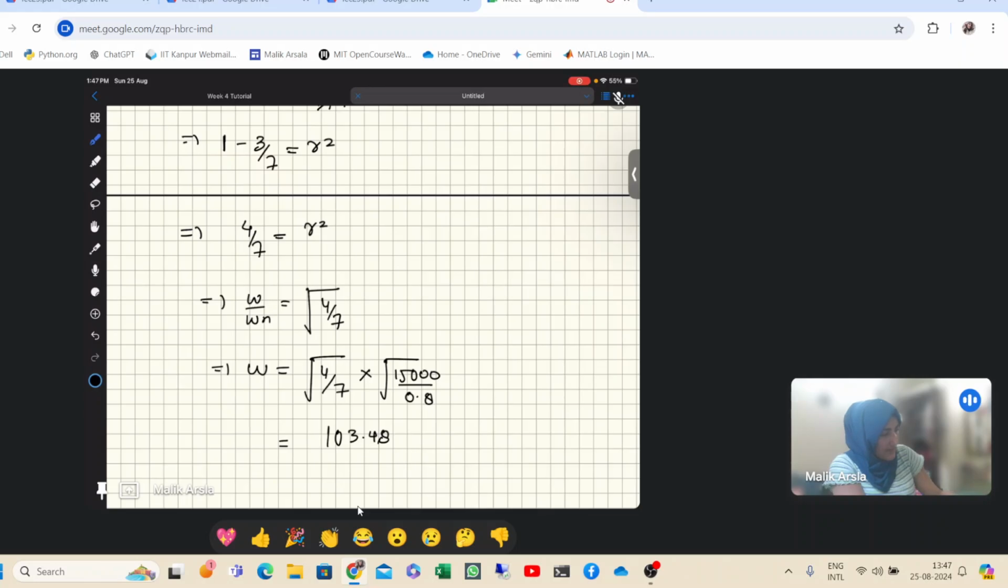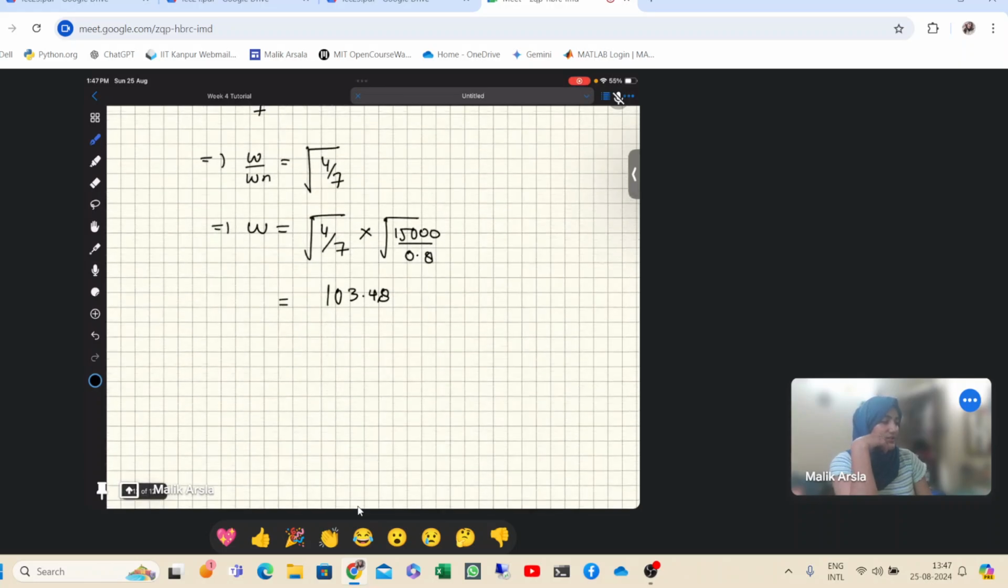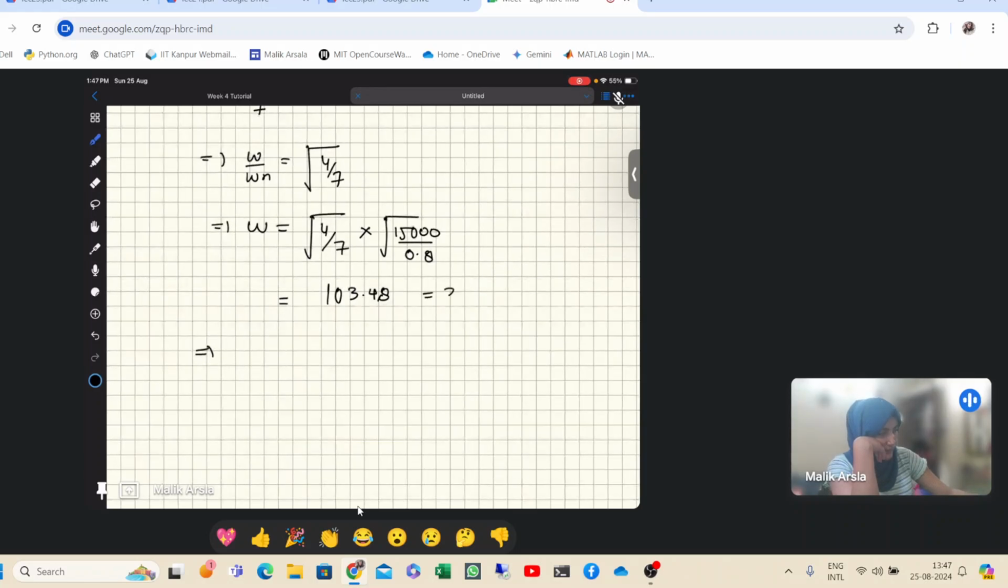I have already done it, but you can maybe once check it. You just don't blindly follow this. So now this is what? 2 pi f, right? So f is equal to 103.48, because we have to give the answer in hertz. So it will be divided by 2 pi, and when you evaluate this expression on your calculator, it is 16.47 or so.